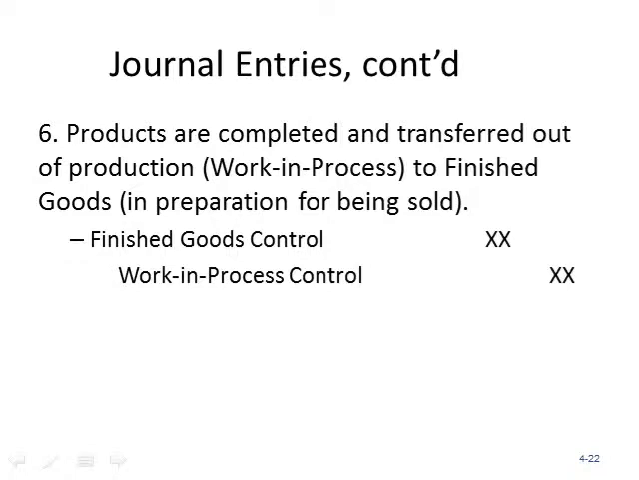In journal entry number 6, we record the transfer of all individual jobs that are completed and transferred to finished goods. Finished goods is an asset account, so we're increasing our finished goods control account with a debit, and we're removing the cost of those products from the work in process control account that we've accumulated all along the way via our prior entries.